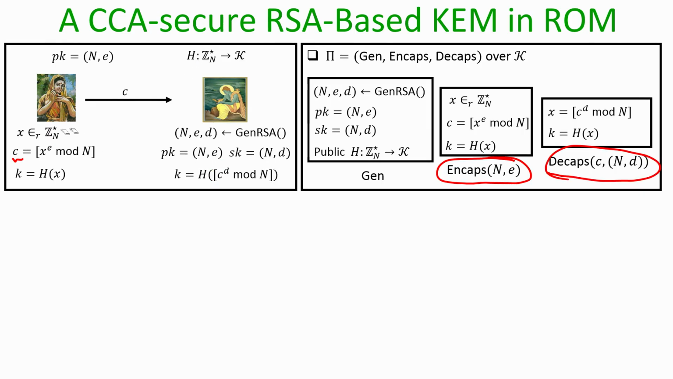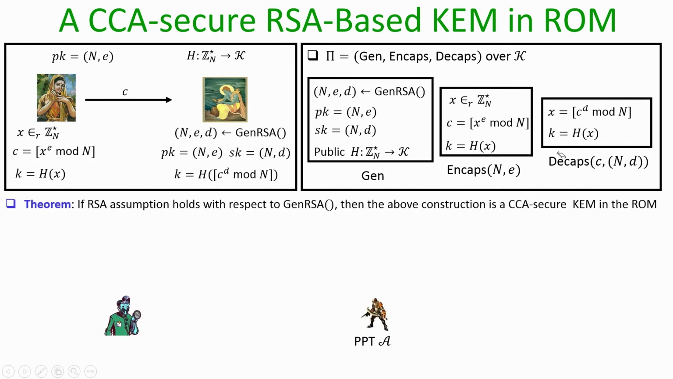On a very high level it looks very simple. What we can prove is that if the RSA assumption holds with respect to this GenRSA function, then the above construction is a CCA secure instantiation of a key encapsulation mechanism in the random oracle model. So, let us formally prove that.